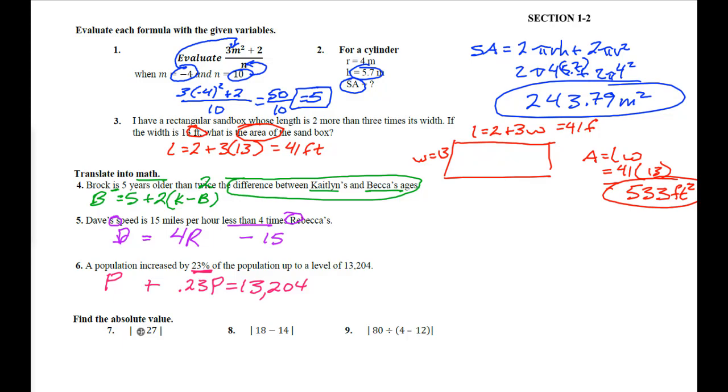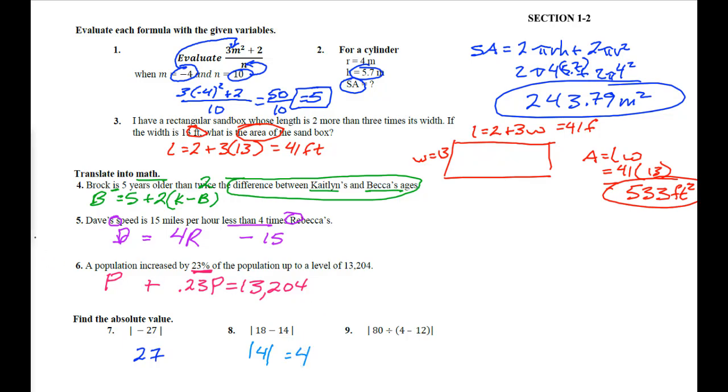All right, number 7, find the absolute value. Now, what does absolute value do? Absolute value makes it positive. The absolute value of negative 27, that's a positive 27. I like that one. That's good. Number 8, 18 minus 14, that's the absolute value of 4, which equals positive 4.